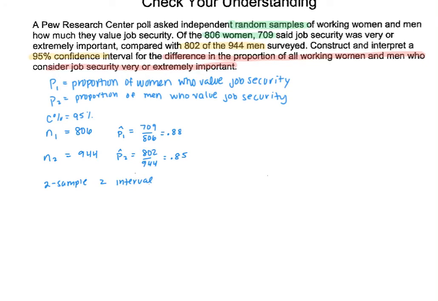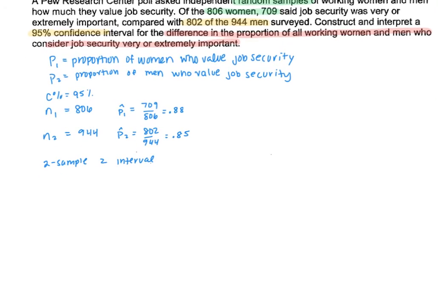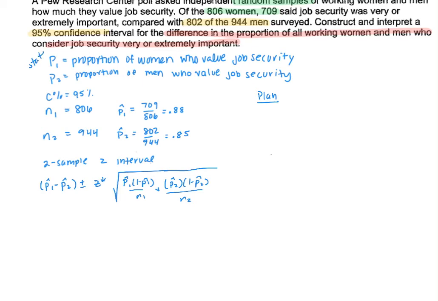And so once you write that, it helps if you go ahead and write what the formula is going to be. You know you're going to have p-1 minus p-2 plus or minus your Z star times the square root of p-1, 1 minus p-1 over n1 plus p-2, 1 minus p-2 over n2. You know you're going to use that for your confidence interval. But before we do that, let's plan. This was state over here.